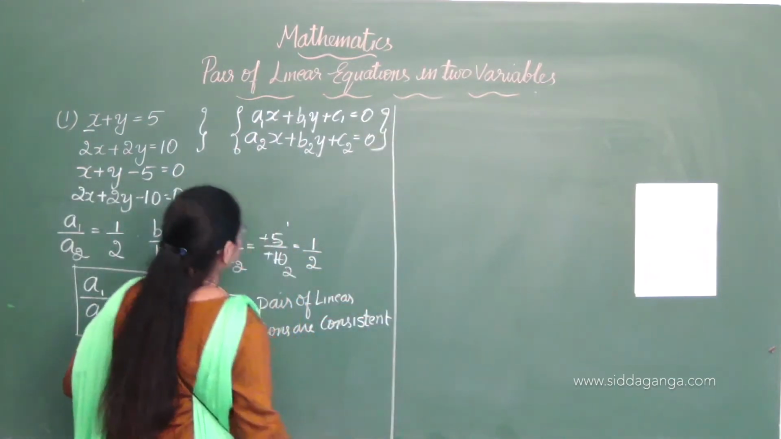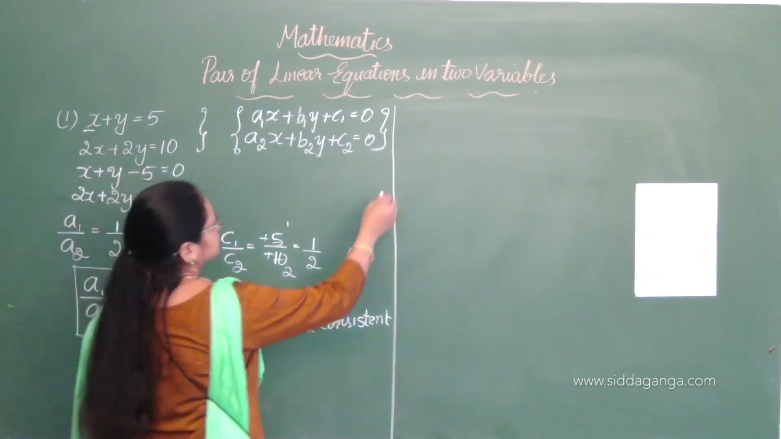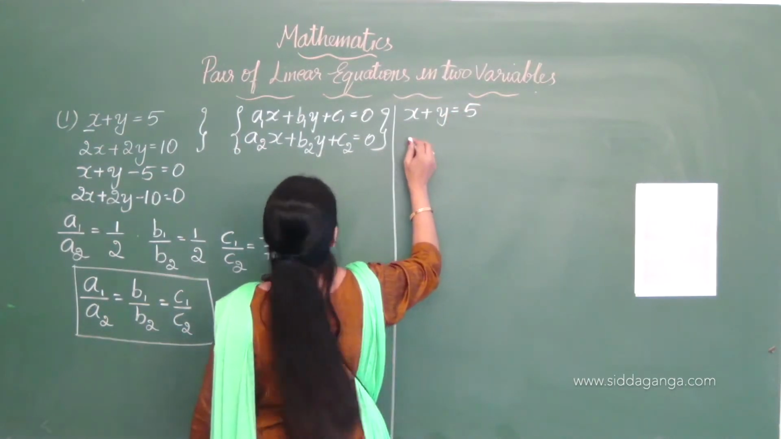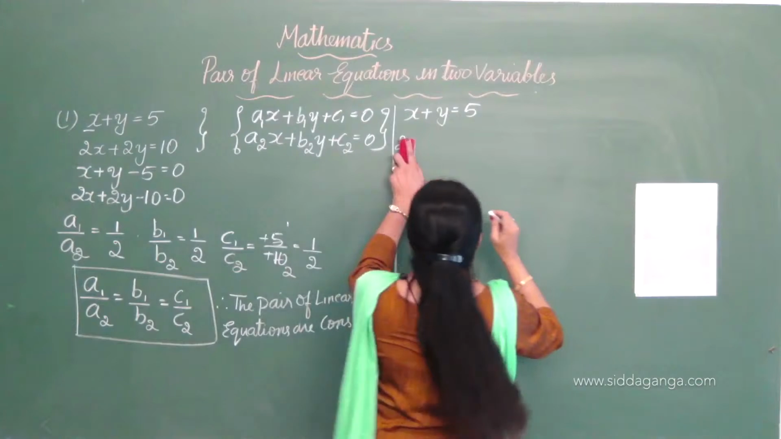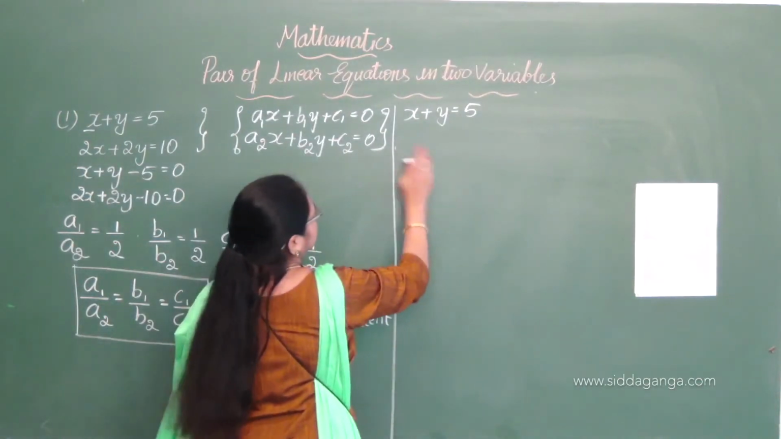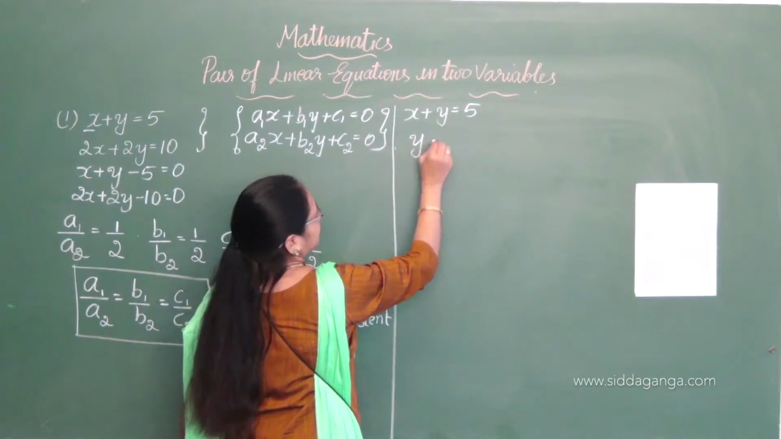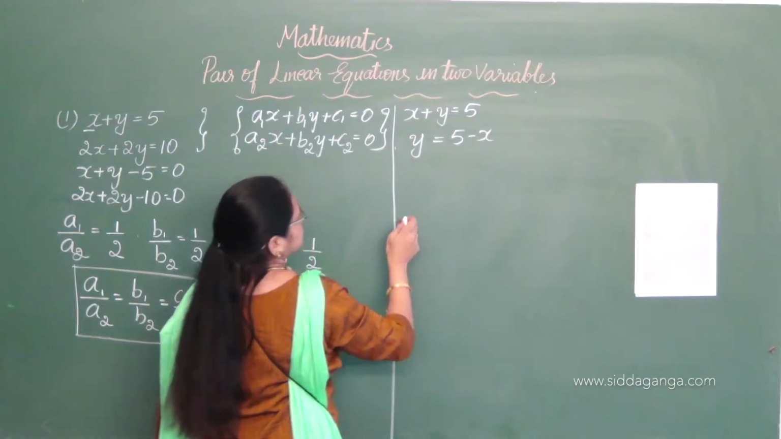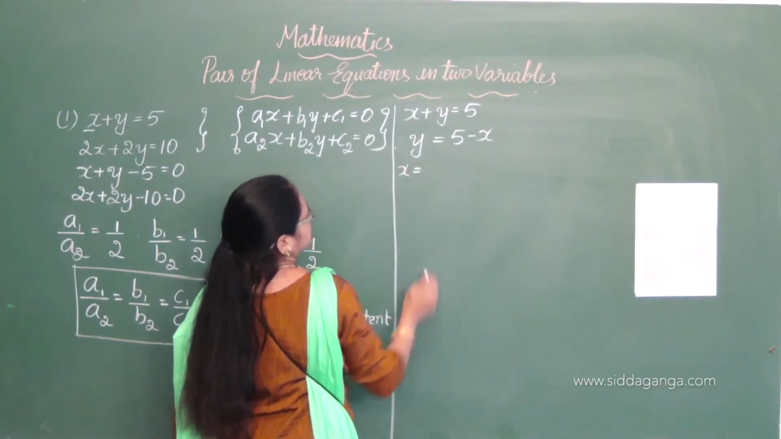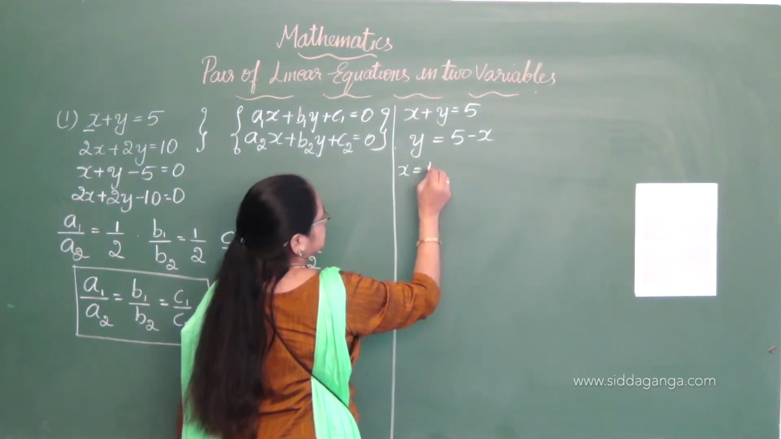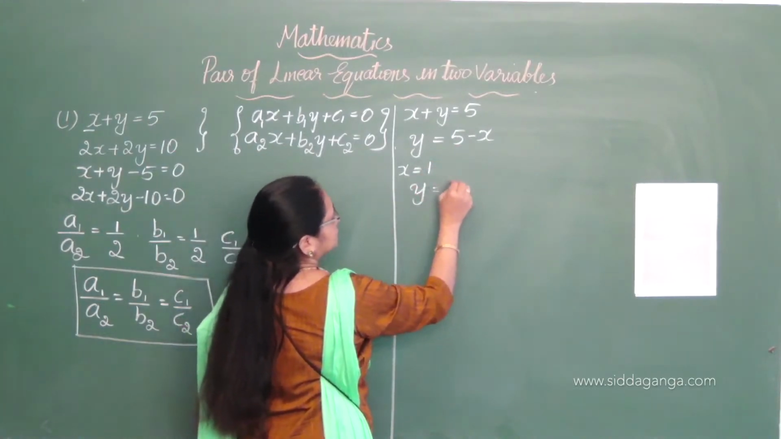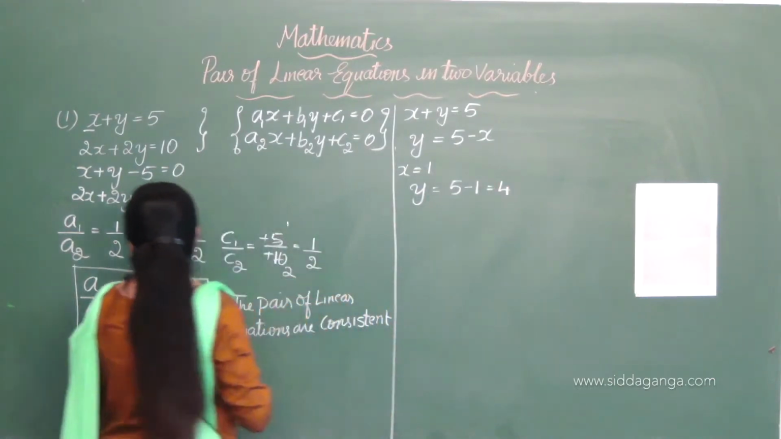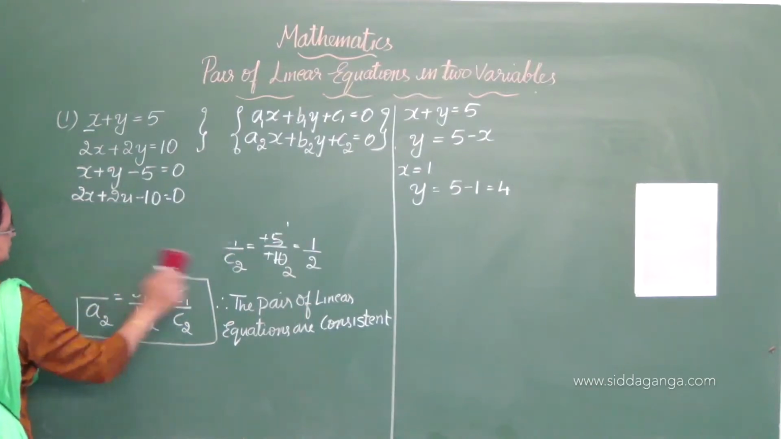Now we have these two equations, that is x plus y is equal to 5 and 2x plus 2y is equal to 10. Let us complete the first one first. Let us take the values for this. Before taking, you all know y is equal to 5 minus x. Now let x be equal to 1, then y is equal to 5 minus 1, which is 4. Now I will put the table here.